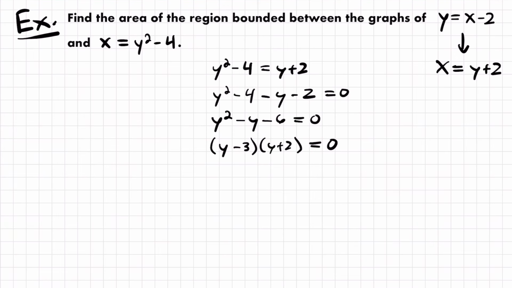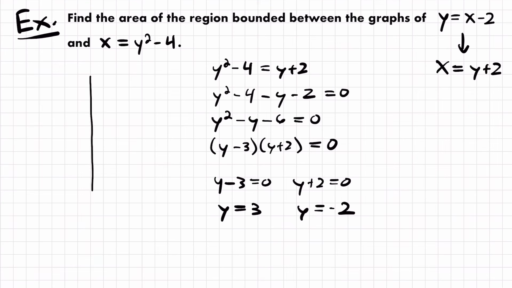Okay, and so if we set each factor equal to 0 and solve, we will have that y minus 3 is equal to 0, and y plus 2 is equal to 0, which gives us that y is equal to 3, and y is equal to negative 2. And so these are the y-coordinates of the points of intersection for these two graphs. And so now let's graph them. Let's actually see what these two graphs look like, and then we'll make note of their intersection points as well.